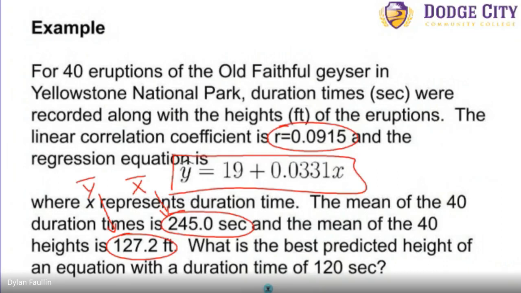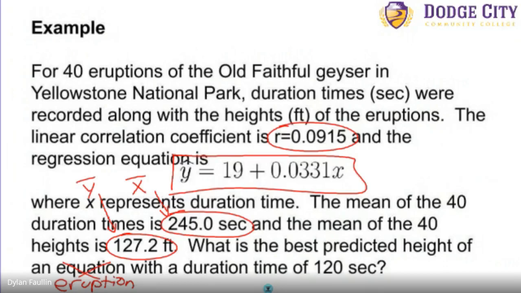What is the best predicted height of an equation with a duration of an equation? I meant to put eruption there. Oh gosh, okay, it's supposed to be eruption. As a math teacher, you type certain words a bunch of times, so equation and eruption sound pretty similar, and I typed equation by accident.